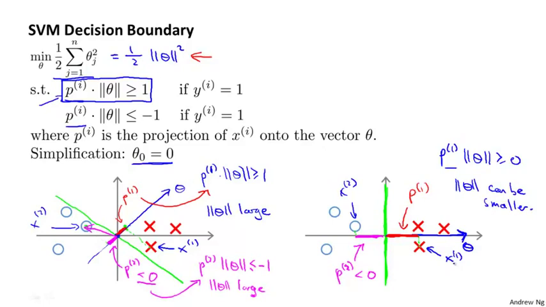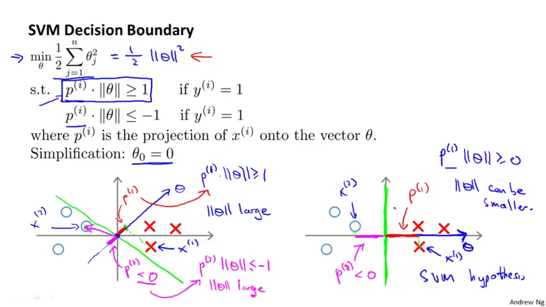And so what this means is that by choosing the decision boundary shown on the right instead of on the left, the SVM can make the norm of the parameters theta much smaller. So it can make the norm of theta smaller and therefore make the squared norm of theta smaller, which is why the SVM would choose this hypothesis on the right instead. And this is how the SVM gives rise to this large margin classification effect.